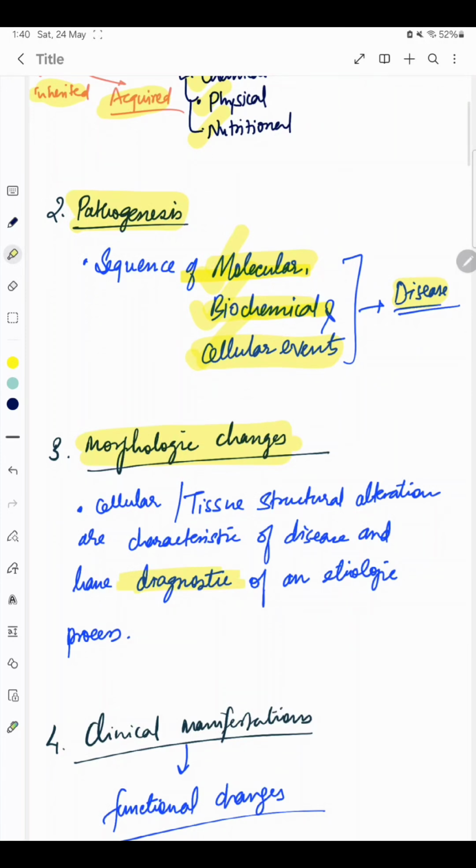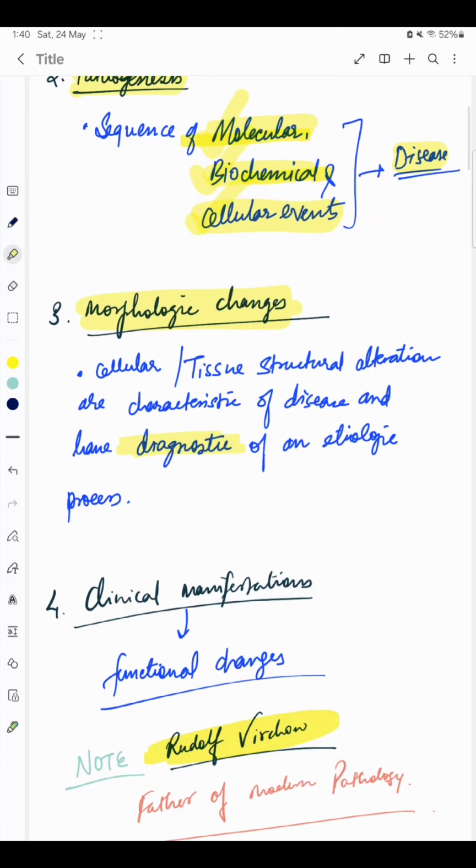Cellular and tissue structural alterations are characteristic of a disease, and sometimes they have a diagnostic importance in a pathology. Some of the morphological changes are very peculiar to a particular etiological agent, which we will discuss later in systemic pathology.